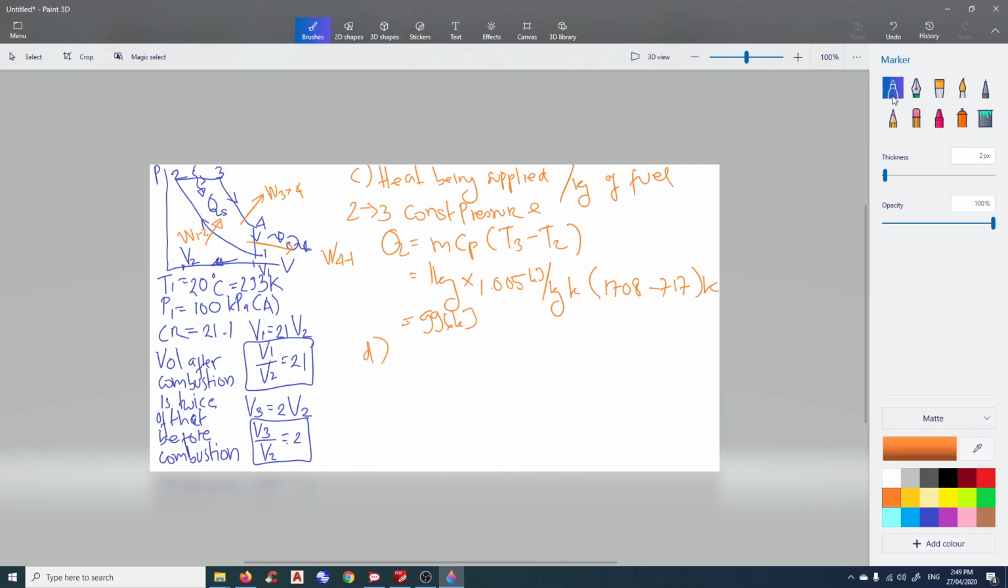The last question is, what is the thermal efficiency? Remember, the thermal efficiency is not the maximum or limiting efficiency. So thermal efficiency is simply work output divided by the heat being supplied. In this case, our work was 651 kilojoule and the heat being supplied is 996 kilojoule. So the thermal efficiency of the system is 65.4%.